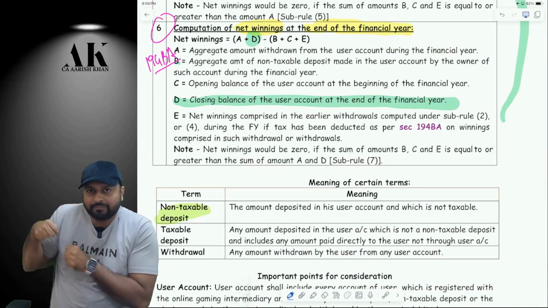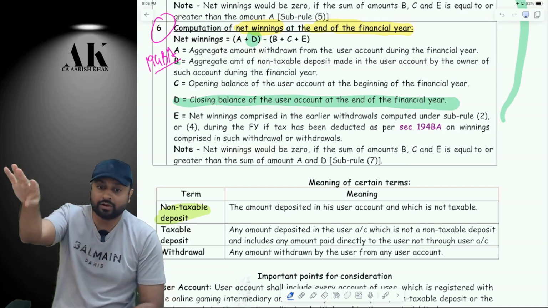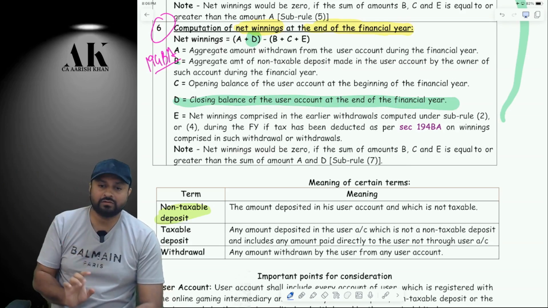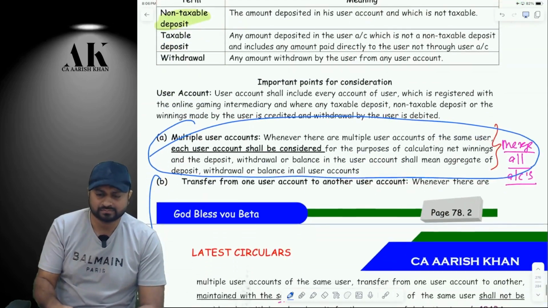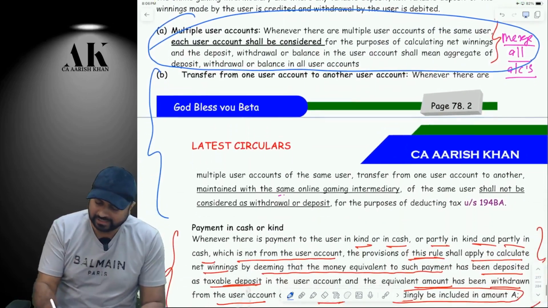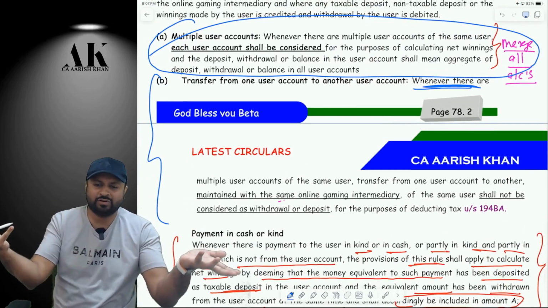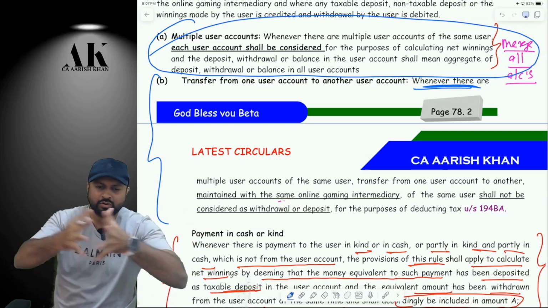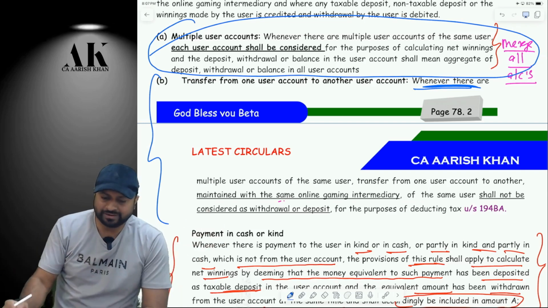I am withdrawing from my own user account and putting it in my another user account. I am not putting it in a different PAN account. Same PAN number, different account. Should that withdrawal be subject to TDS? The answer is no. It doesn't make sense here. When you aggregate all of them, that will nullify only, no? When you aggregate user 1 and user 2, the deposits and withdrawals will nullify or not? So that will not be subject to TDS.